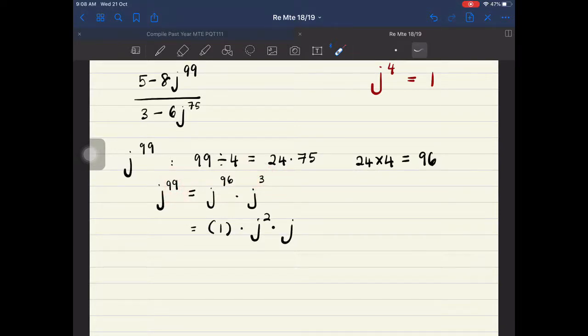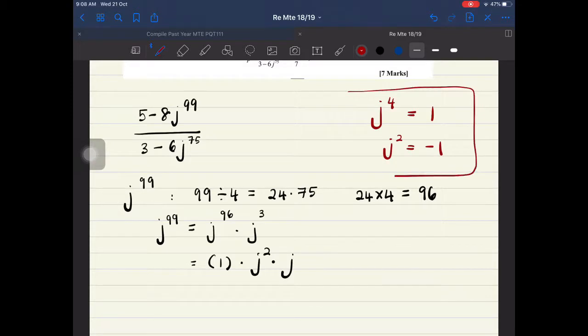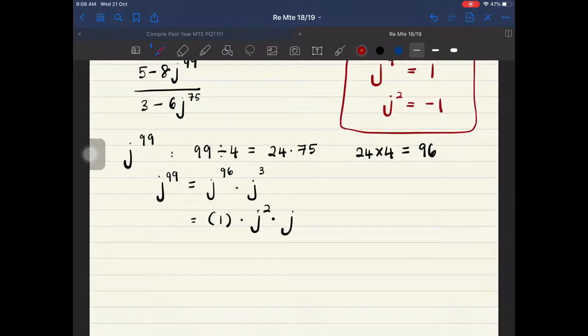Okay, so you know that j squared is equal to negative 1. This one you need to memorize. So therefore you will have 1 multiplied by negative 1 multiplied by j. So you will have negative j.